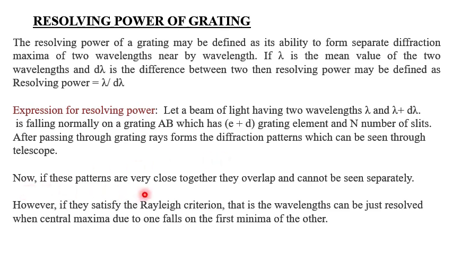Now, if the patterns are very close to each other, they overlap and cannot be seen separately. However, if they satisfy Rayleigh's criterion, the two wavelengths are just resolved only when the central maxima of one wavelength falls on the first minima of the other. It means we can take a situation of just resolved, and we cannot take the situation of clearly resolved or the situation of unresolved.